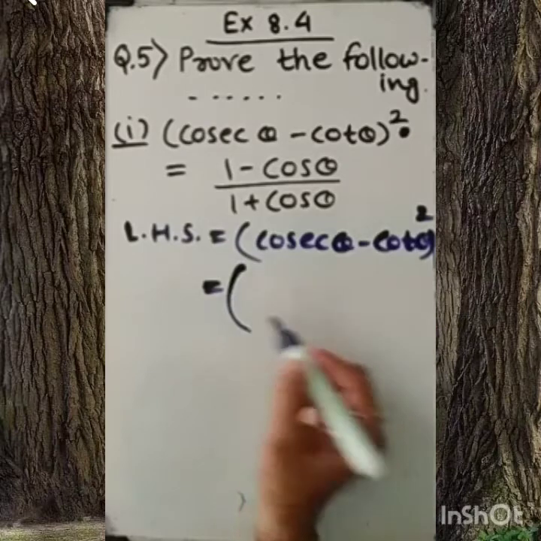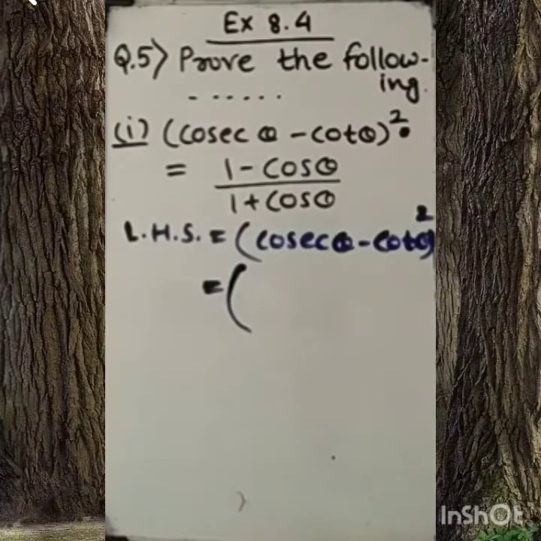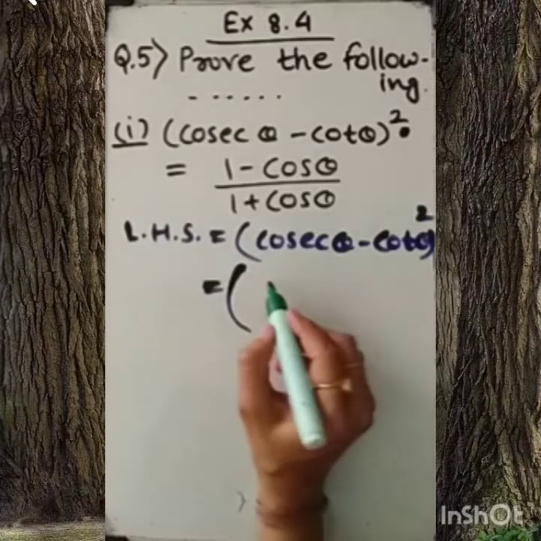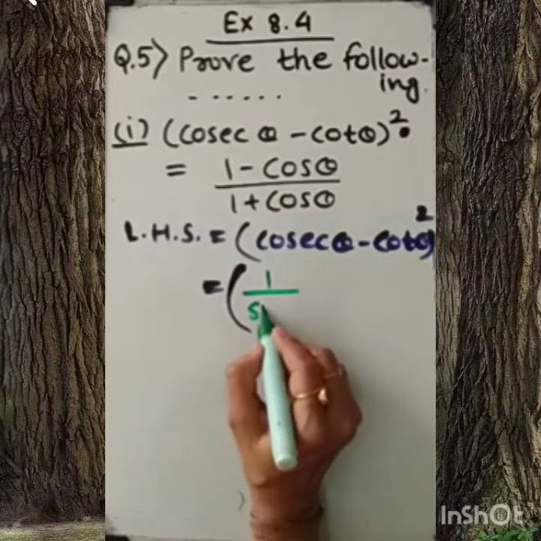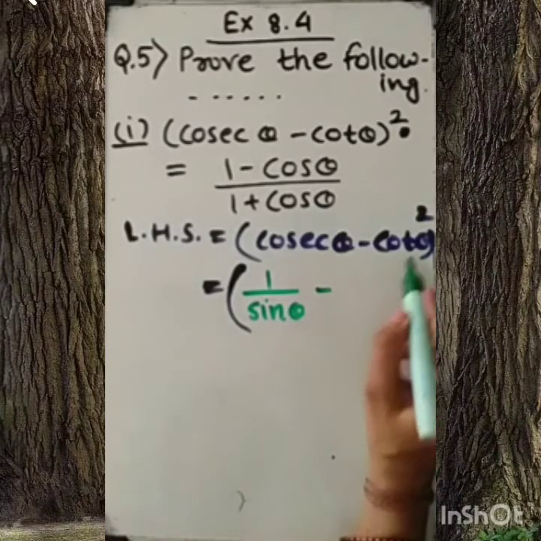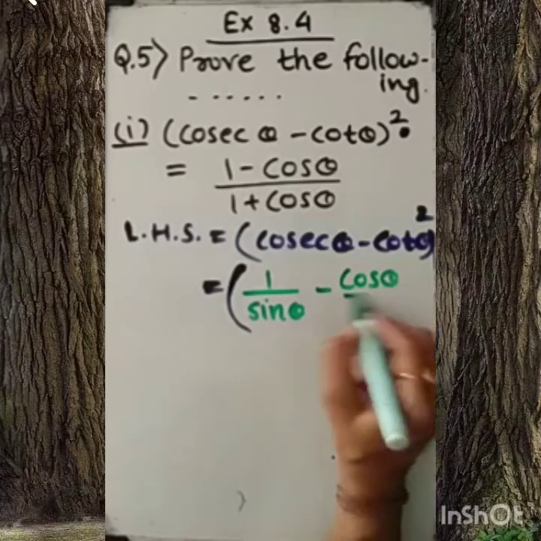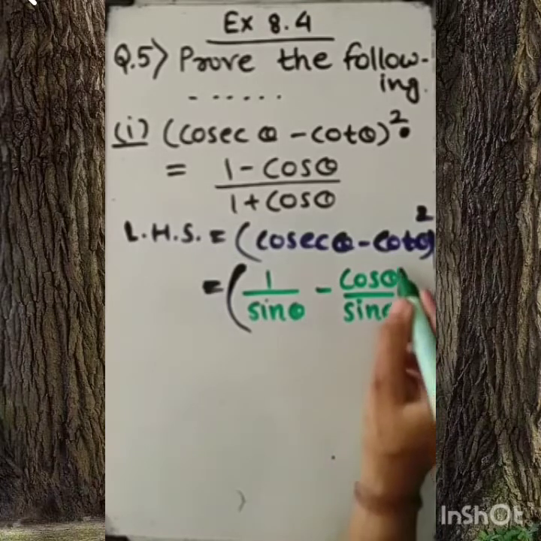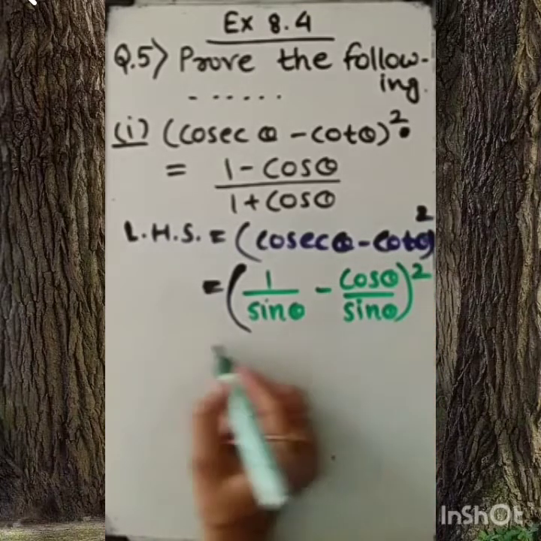Dear student, as I told you before, every time, in 90% of questions of this type, we need to try to convert all the given terms, all the trigonometric ratios, into sine and cos form. So here it is cosec theta. We know very well cosec is the inverse of sine. So let me write 1 upon sin theta. Of course, cot theta can be written as cos theta by sin theta. And as it is whole square, I am mentioning whole square.